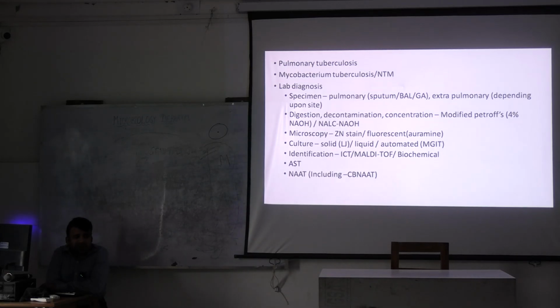Suppose you are suspecting lymph node tuberculosis, it will be FNAC from the lymph node. If you are suspecting, say, organ specific, suppose tubercular meningitis, then the specimen would be CSF. So, depending on the type of the organ or the system involved in extrapulmonary tuberculosis, the specimen would vary.